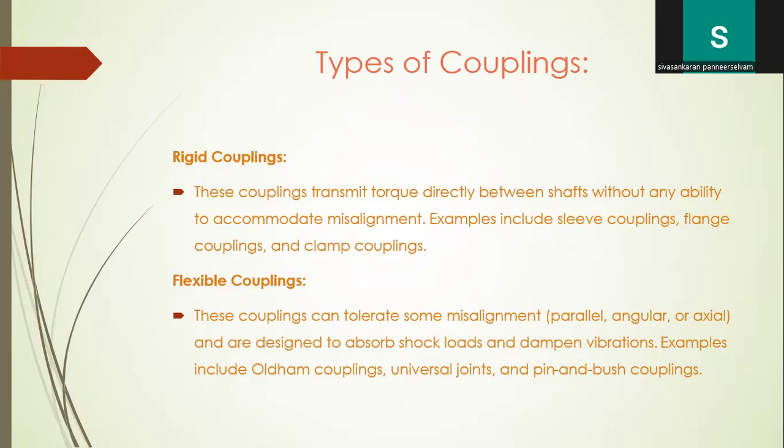The misalignment can be parallel, angular, or axial. These are the different types of adjustments we can make when the power is being transmitted between the two shafts, whereas in a rigid coupling, this kind of provision is not there.